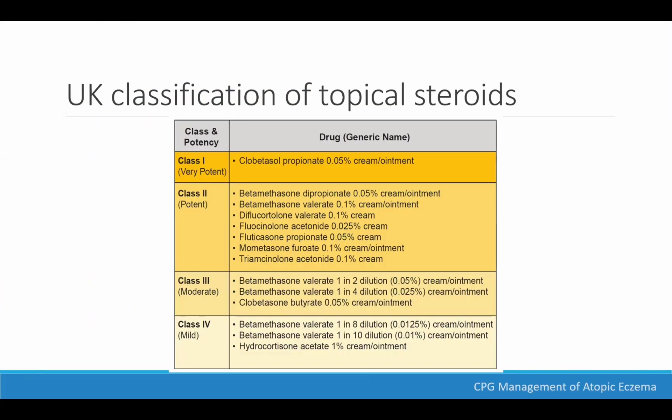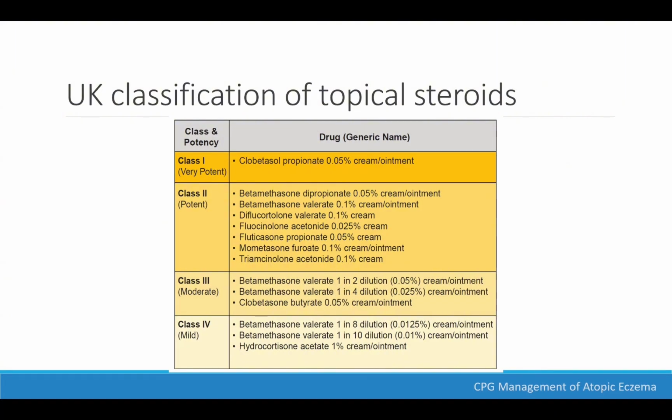This is quite important. It is the UK classification of topical steroids based on the potency. So for mild topical steroids, you can use them for areas of thinner skin or even mucous membranes for short periods of time. Whereas for thick lesions or thicker skin like on your hands and feet, you will need a potent or even a very potent topical steroid. So let's go through these in turn. So class 1 is very potent. And typically, this refers to your clobetasol propionate 0.05% cream or ointment.